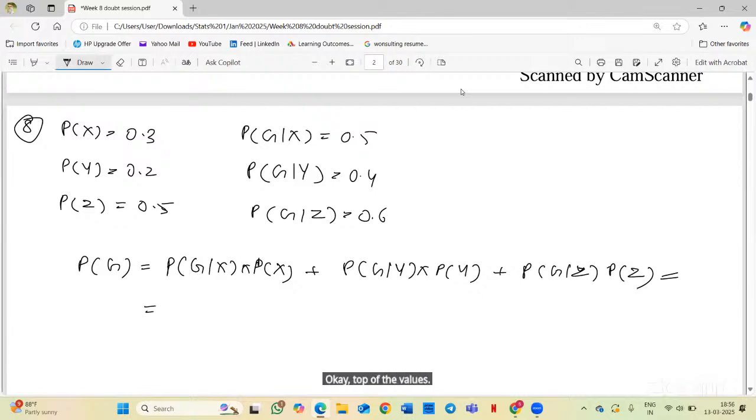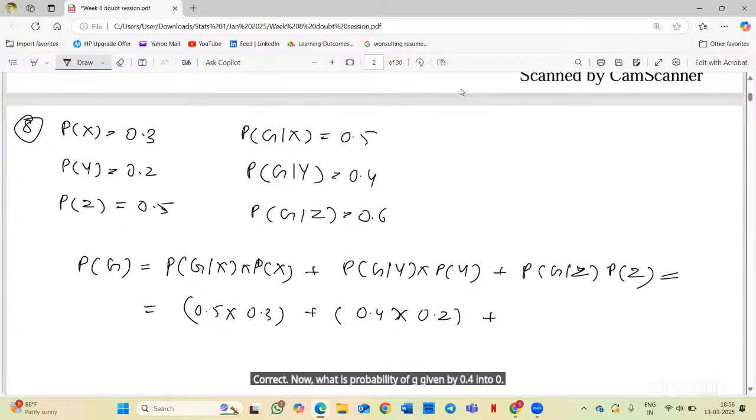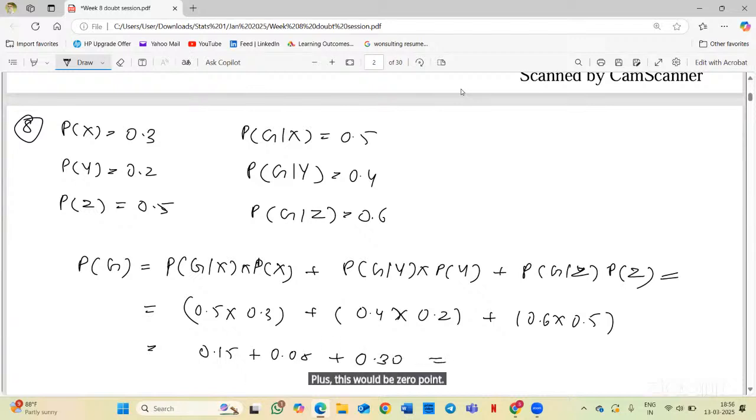Now put the values. So this would be probability of G given X is 0.5 into probability of X, 0.3. Now probability of G given Y is 0.4 into 0.2, then 0.6 into 0.5. So this value would be 0.15, this would be 0.08, plus this would be 0.30. So you would be getting 0.5. Is it fine? Now you understood?